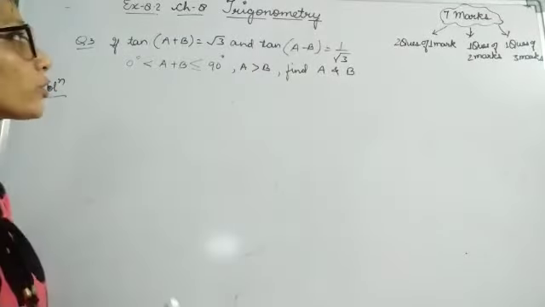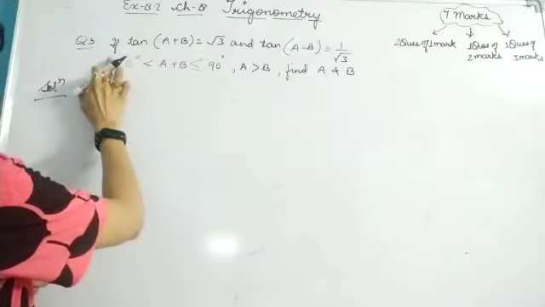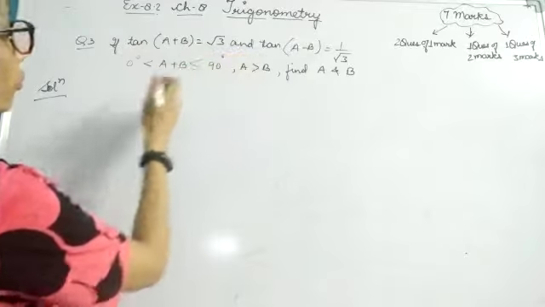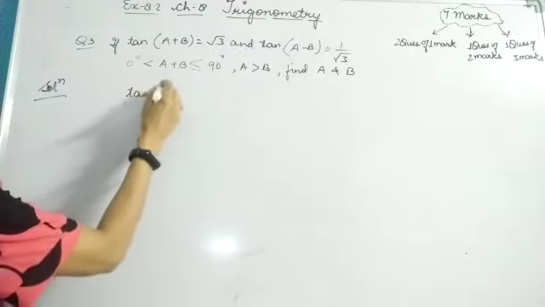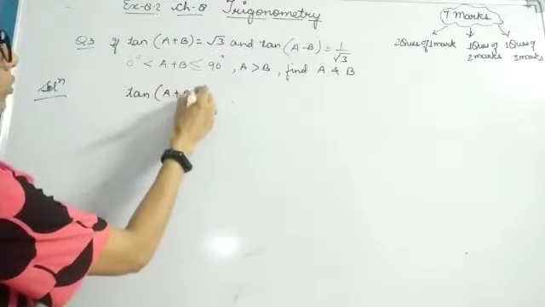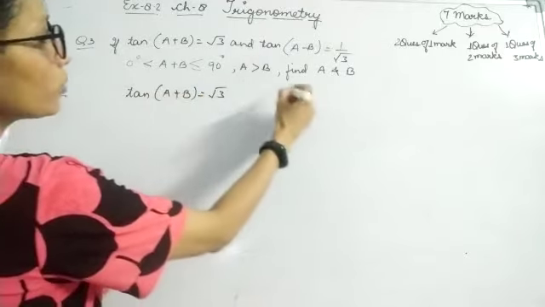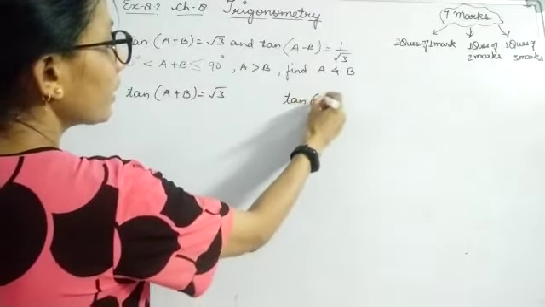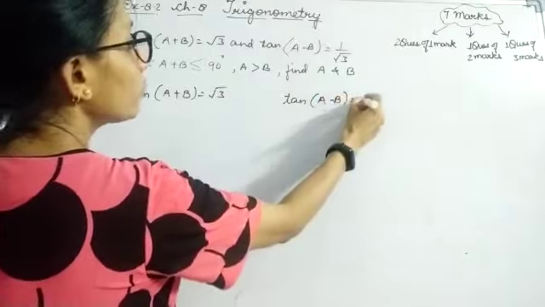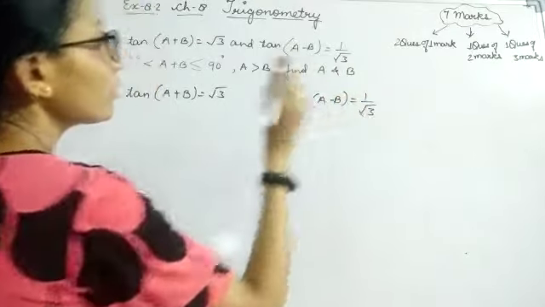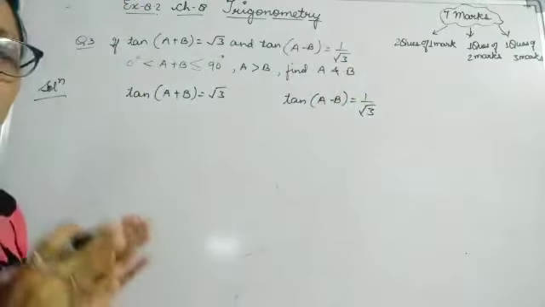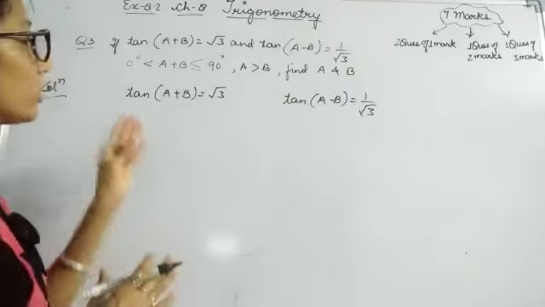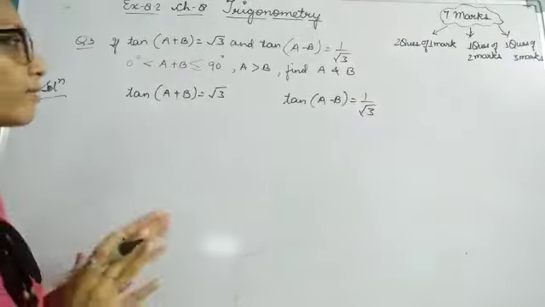Let's understand this question. You are given that tan(a plus b) equals root 3, and you are also given that tan(a minus b) equals 1 by root 3. Children, this type of question is expected in the board paper, so understand this carefully.